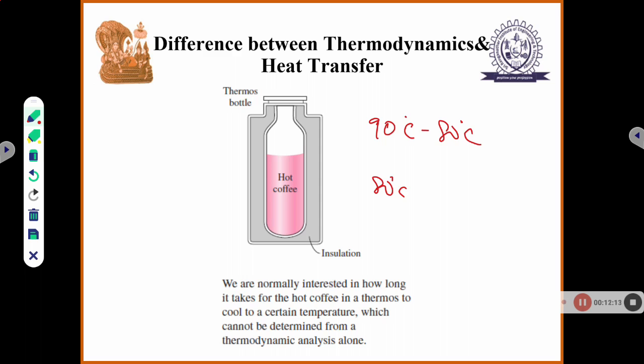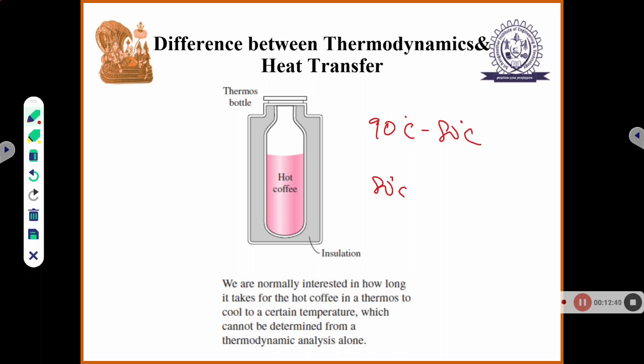Okay, so this is something that cannot be answered by thermodynamics. It only deals with the amount of heat transfer, not with the rate of heat transfer. So the rate of heat transfer can be understood and studied with the help of heat transfer. That is the primary difference between thermodynamics and heat transfer.